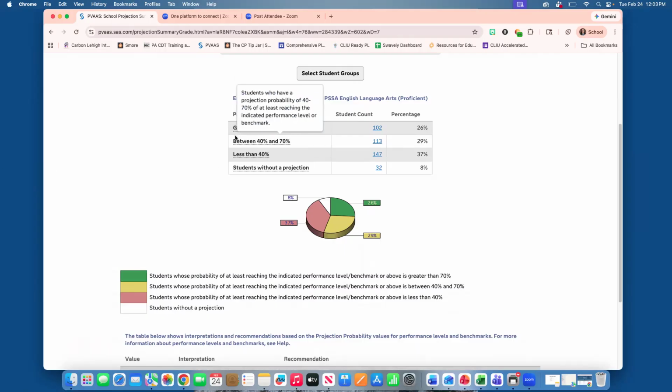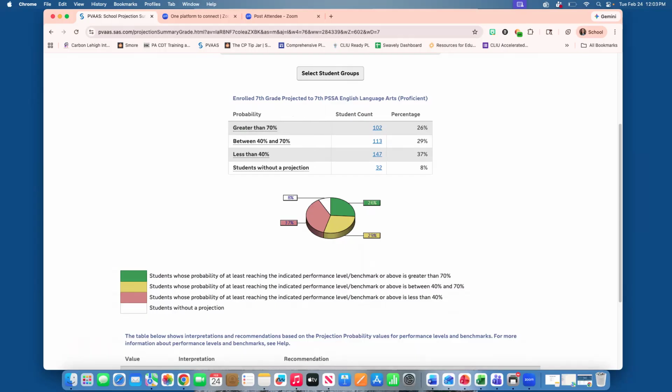The students that are between this 40 and 70%, they may or may not reach the intended benchmark, and they might need a moderate level of support. Students will likely need targeted small group instruction using diagnostic assessment to identify skill gaps.